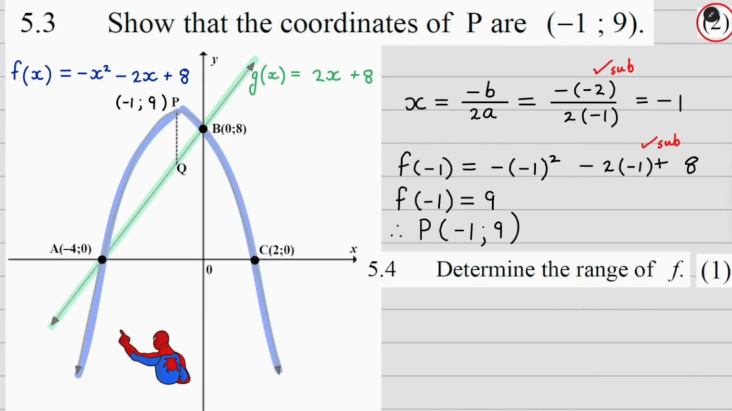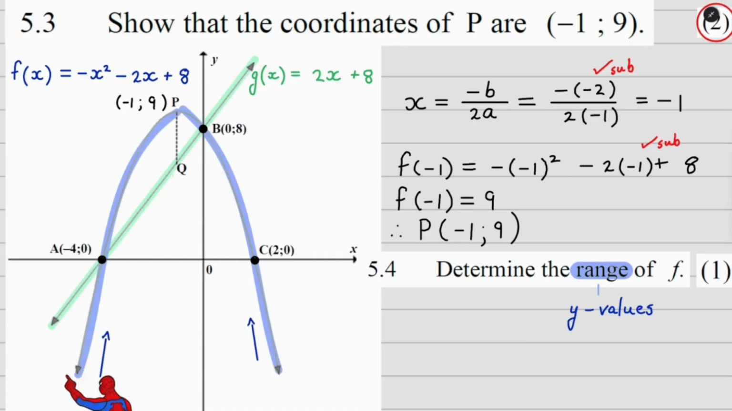F is our parabola, the blue graph, and when you're doing range, you only look at y values. Okay, and then to get the range, we start from the bottom and go up. So if we start from the bottom, this graph goes on forever downwards, so we say it starts at negative infinity. And then I keep following it up till where it ends.